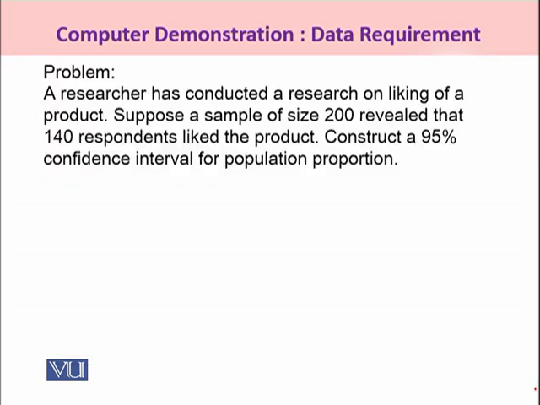The first problem is: a researcher has conducted a research on liking of a product. Suppose a sample of size 200 revealed that 140 respondents liked the product. Construct a 95% confidence interval for the population proportion. Now students, if I'm talking about this particular problem, I would call it summarized information, because its procedure is totally different from the procedure I would be discussing later.